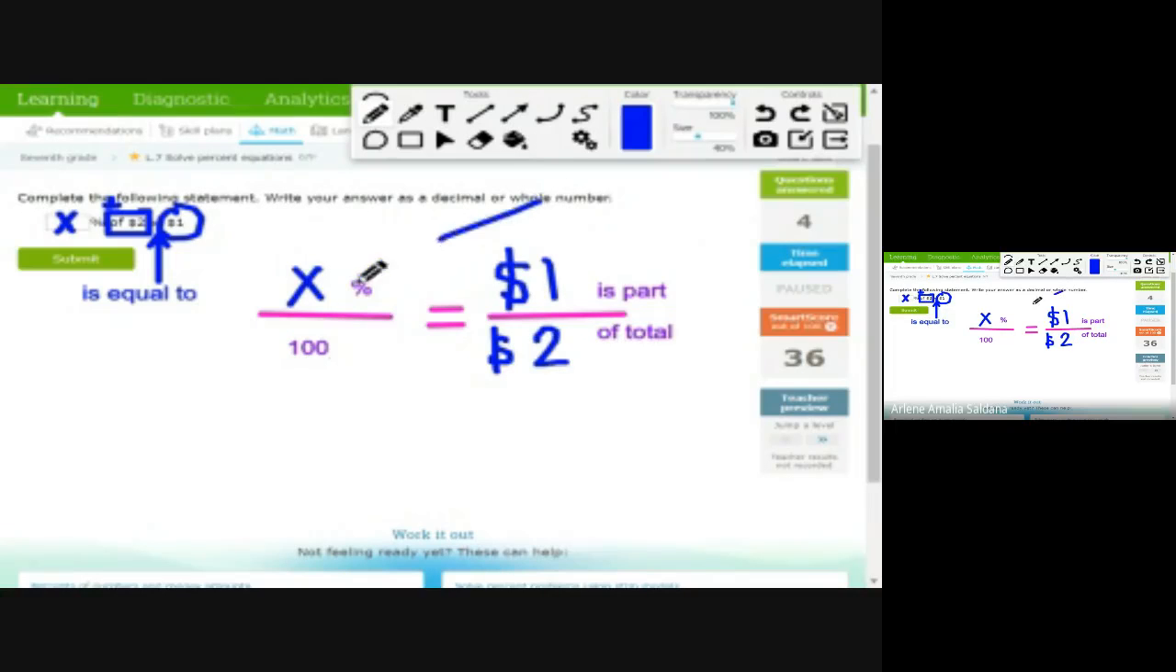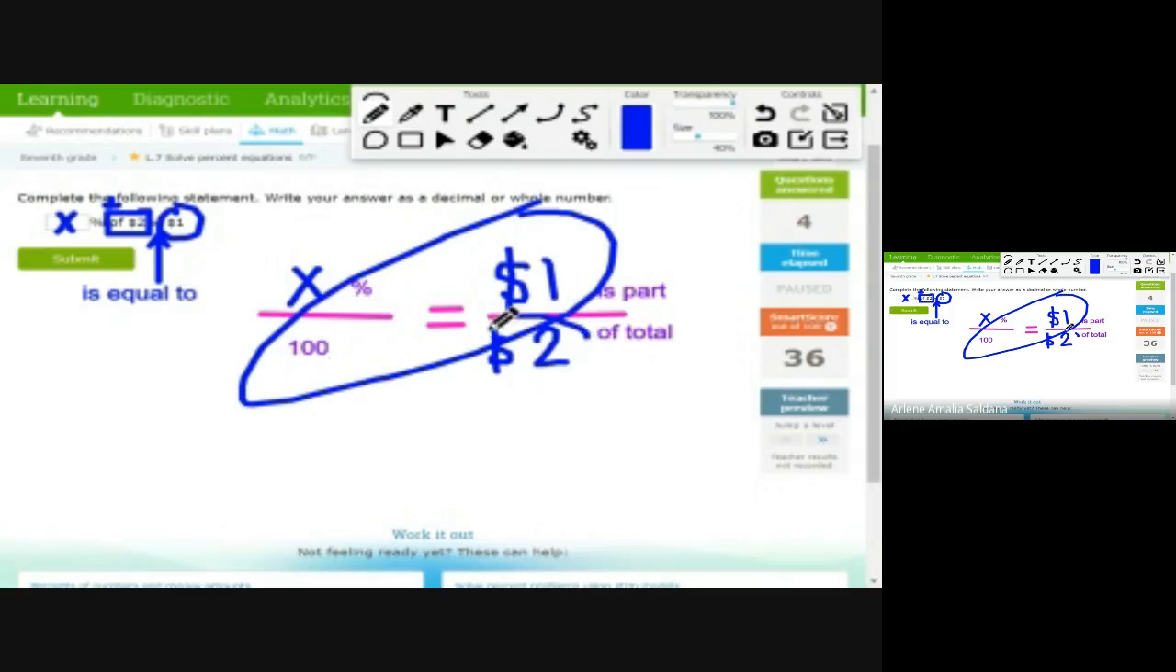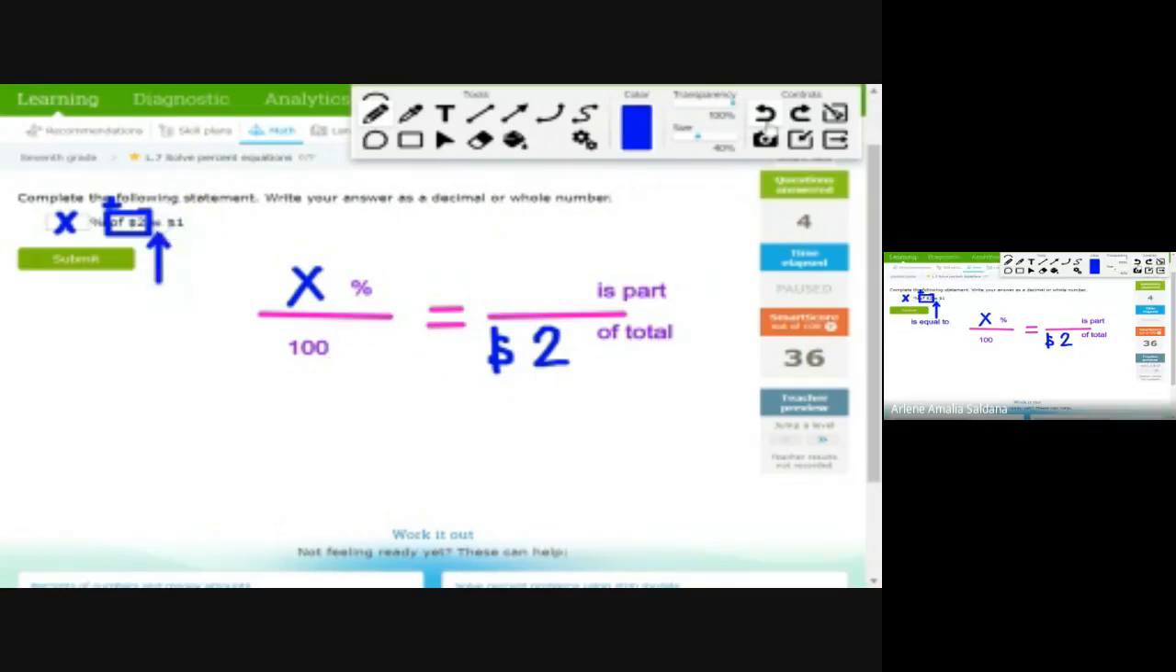So again, we already know how to solve proportions, and that's by cross multiplying and dividing. So 100 times 1 is 100, and 100 divided by 2 means that it's 50. So your answer is going to be 50%. So that's fine. So here, we're going to put 50, which makes sense because if we actually read it, it says 50% of $2 is $1, which is true because $1 is half of 2, okay?